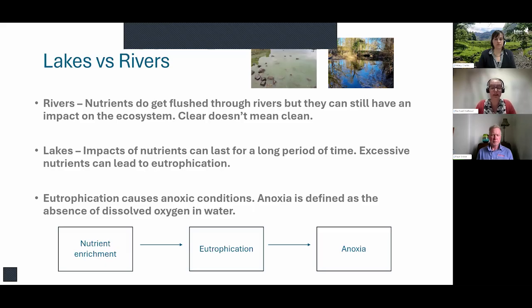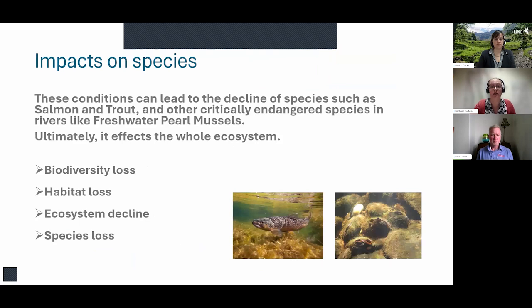So ultimately, this is going to have an impact on our freshwater species and the ecosystem. It can lead to biodiversity loss, habitat loss, and ultimately species loss, like our freshwater invertebrates, salmon, trout, and also in rivers in terms of critically endangered species such as freshwater pearl mussels and white-clawed crayfish. Yeah, so ultimately nutrients can have a major impact on a whole ecosystem.